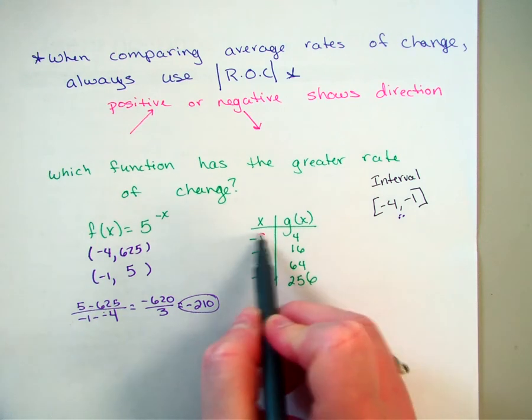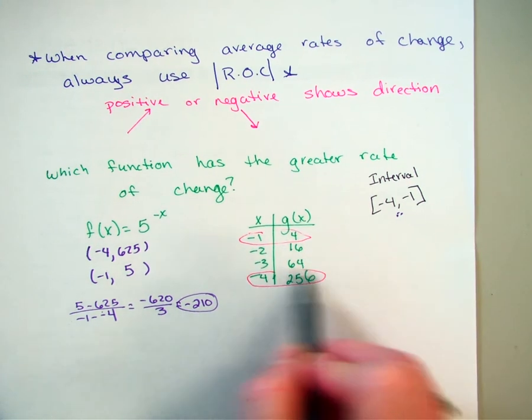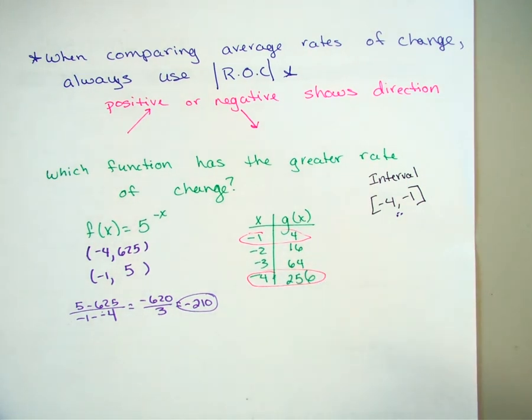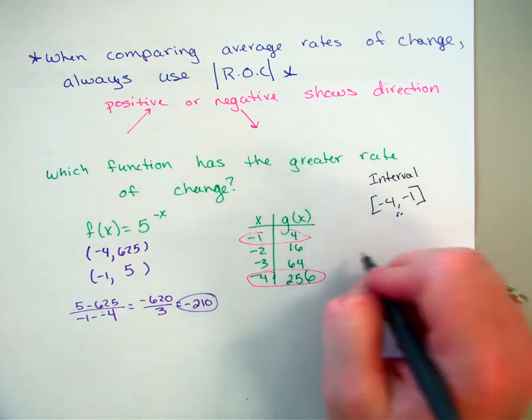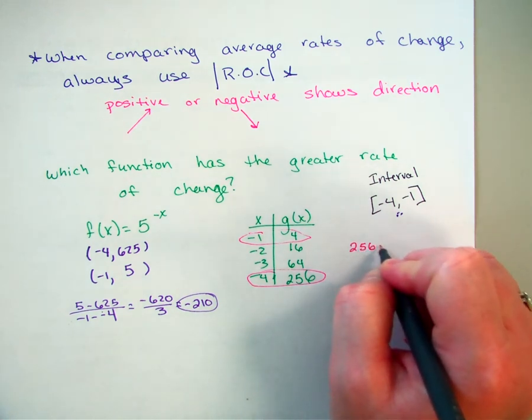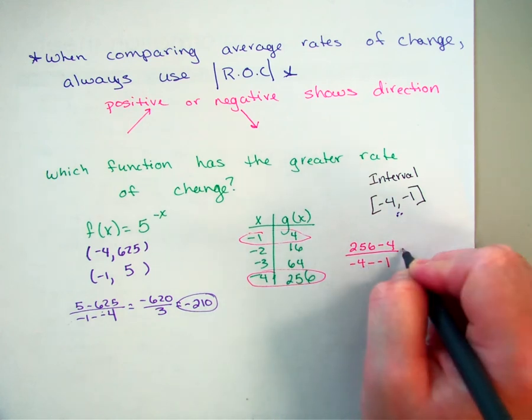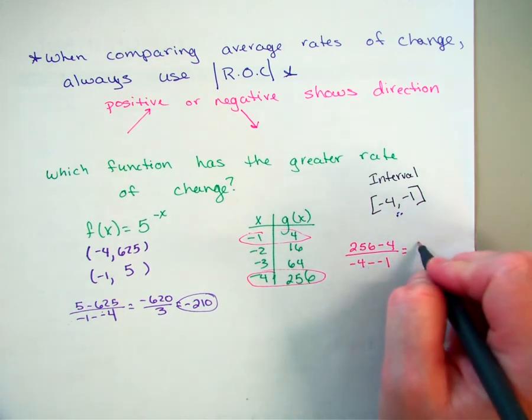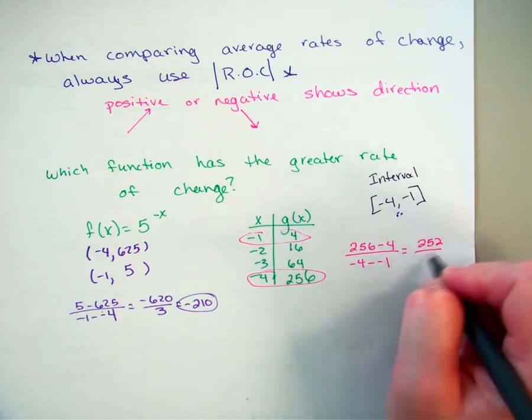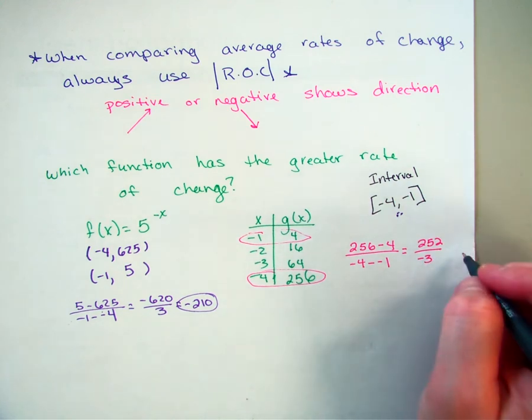All right, the other one, because it's a table, they already gave me my points. We don't really have much work to do other than finding them off of the table. So 256 minus 4 over negative 4 minus negative 1 is going to give me a 252 over negative 3, which gives me negative 84.